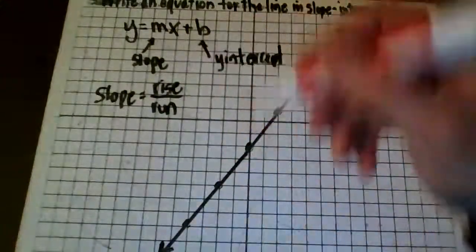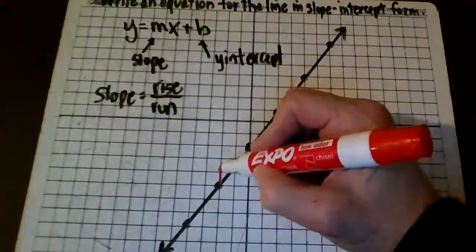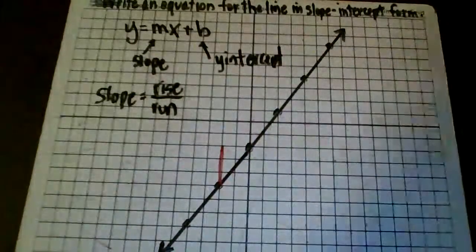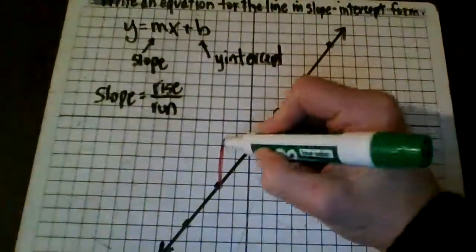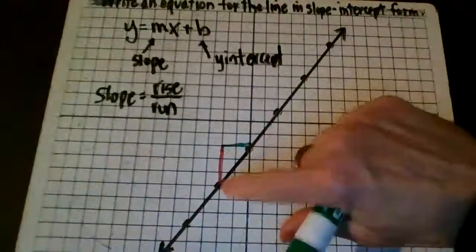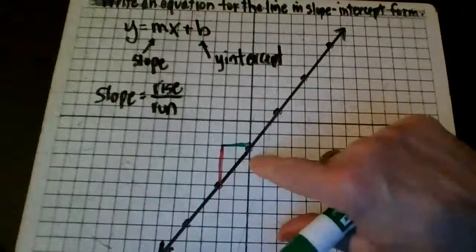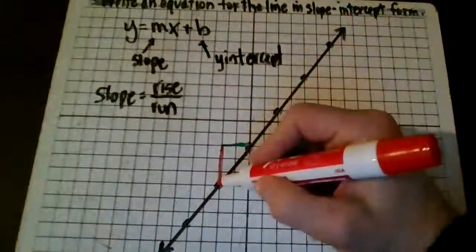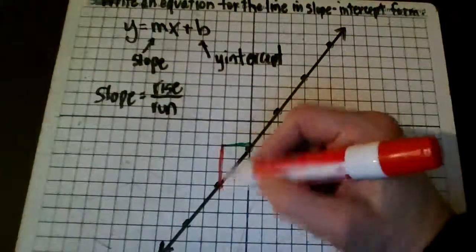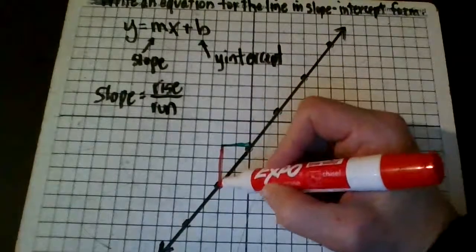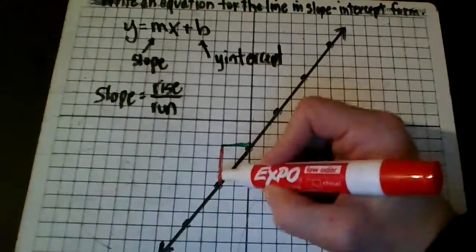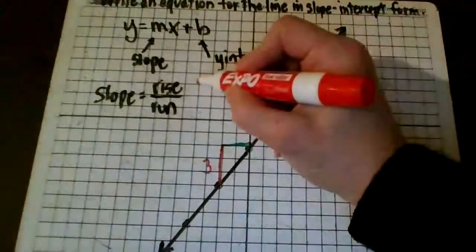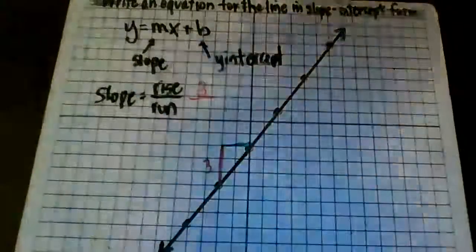So rise means how far do you go up? So I'm going to draw myself a little triangle, and I'm going to do it in 2 different colors because you're going to see why here in a second. So I made myself a triangle that connected these 2 points. Rise is just like when you stand up. How many boxes did this triangle go up? It went up 1, 2, 3 boxes. So our rise is 3.